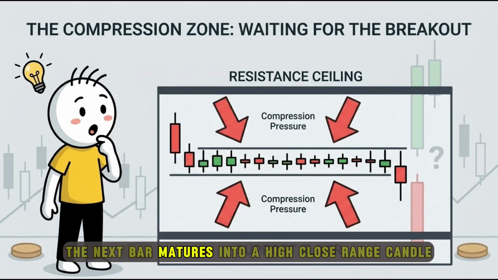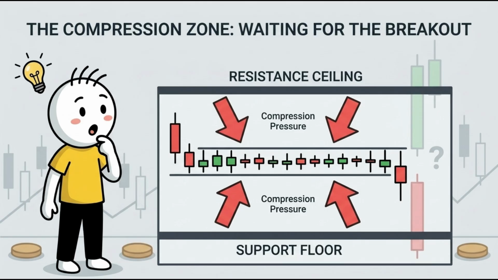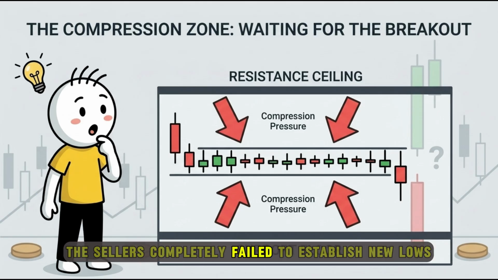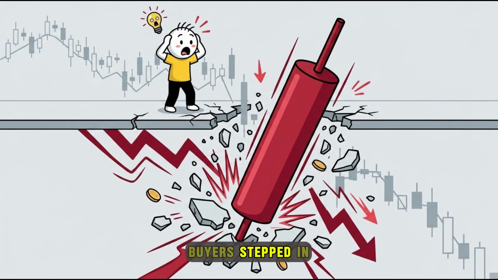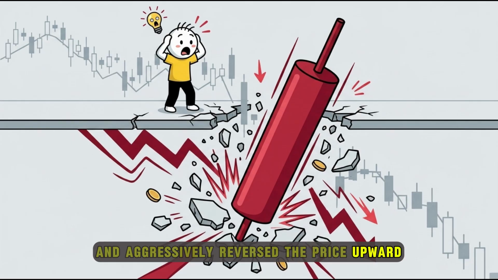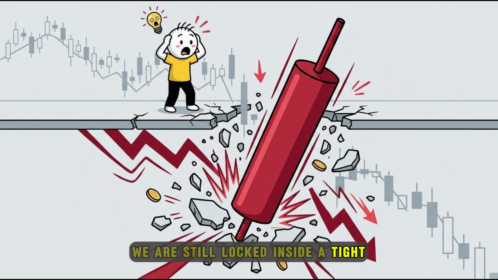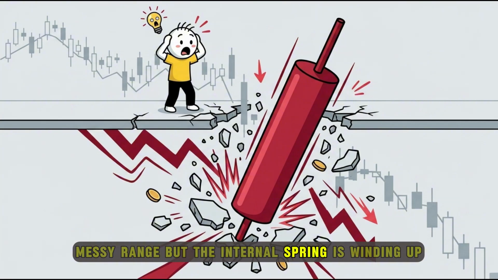The next bar matures into a high close range candle. This tells us the sellers completely failed to establish new lows below the previous bar. The moment they tried, buyers stepped in and aggressively reversed the price upward. We are still locked inside a tight, messy range, but the internal spring is winding up.